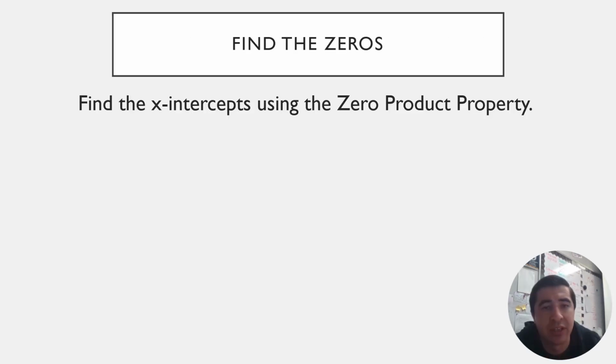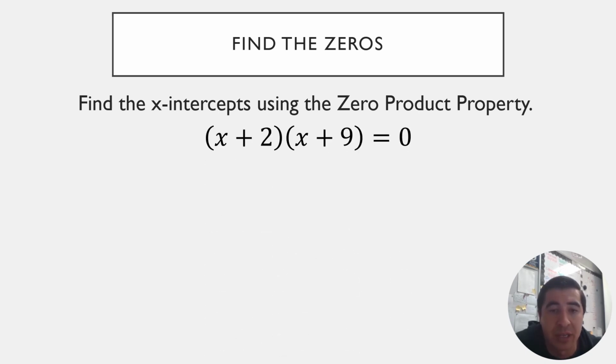So again, we want to find the zeros, or the x-intercepts, using the zero product property of the example we just used. So we would have x plus 2 times x plus 9 equal to 0. I'll give you a moment to try to find what both the x-intercepts are.